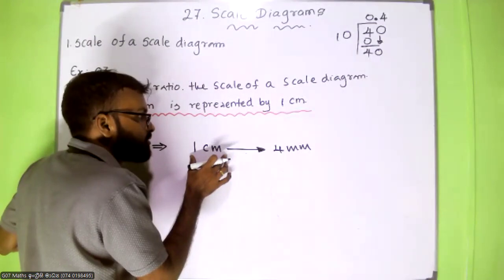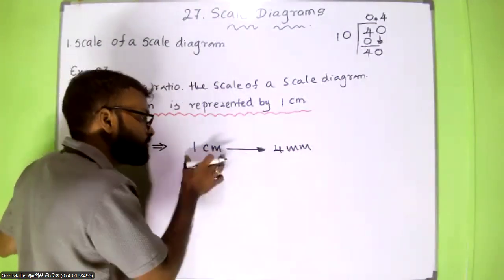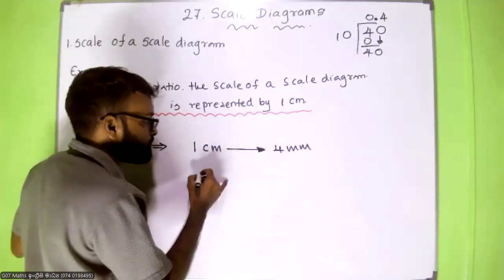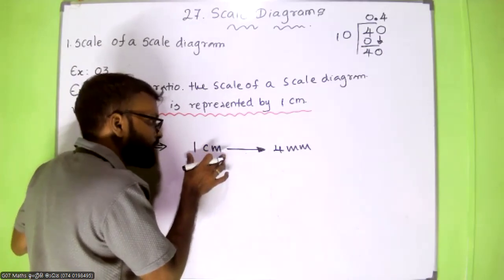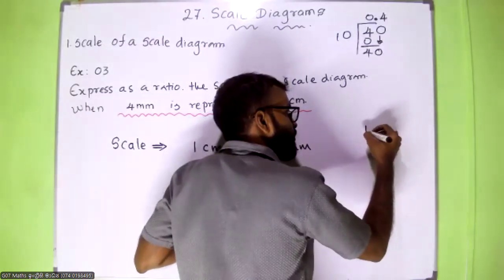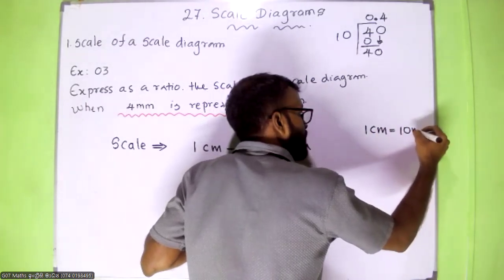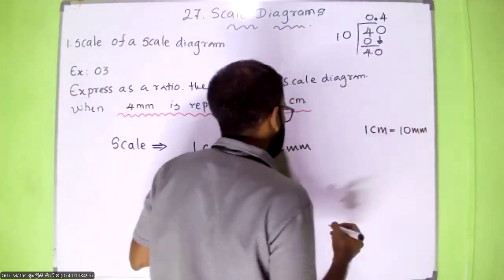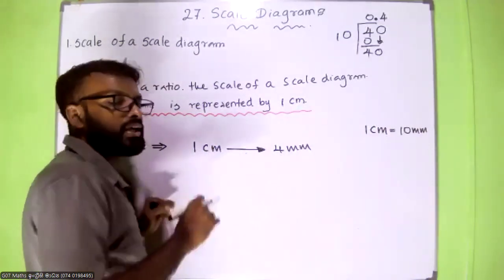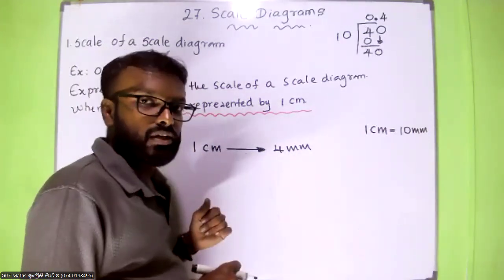We are using 1 centimeter to represent 4 millimeters. Now, here you have 1 centimeter. And what's the relationship between millimeter and centimeter again? 1 centimeter is equal to 10 millimeters. So I am going to convert this 1 centimeter into millimeters as well.